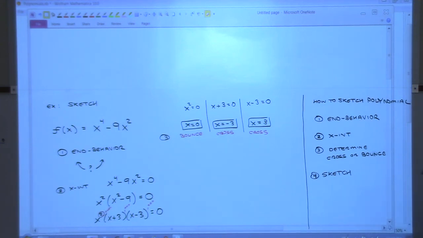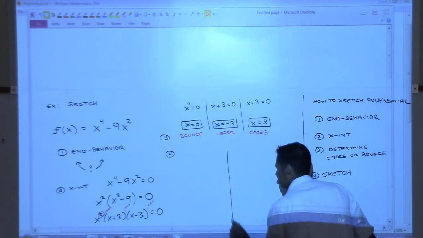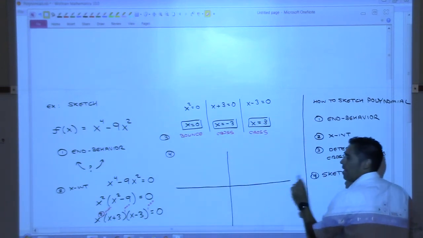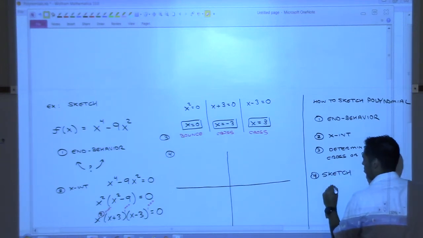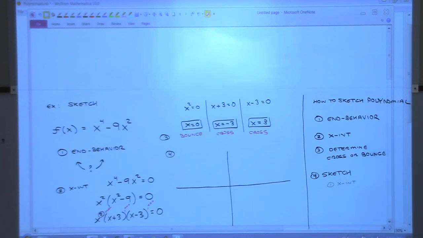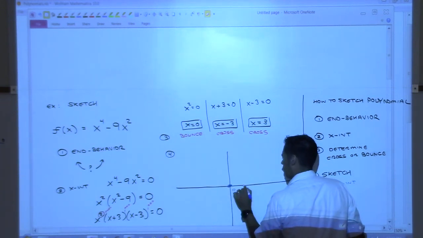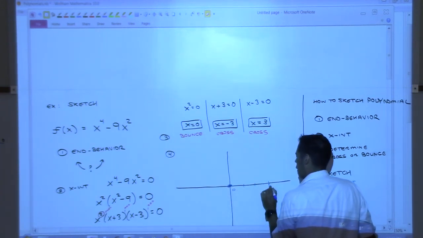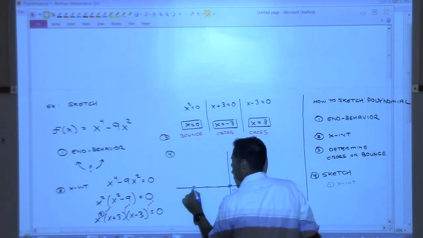All right, so you ready for the sketch? I'm going to squeeze it in right here. Now check out how I do this. There is kind of a process on how you should do the sketch. The first thing you should do in the sketch are put your x-intercepts. Always put your x-intercepts first. So my x-intercepts are at 0, 3, and -3.